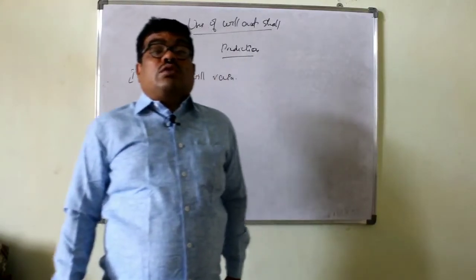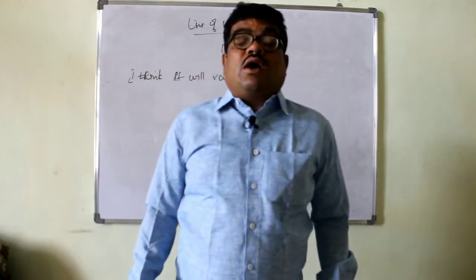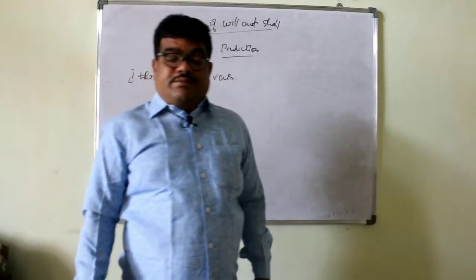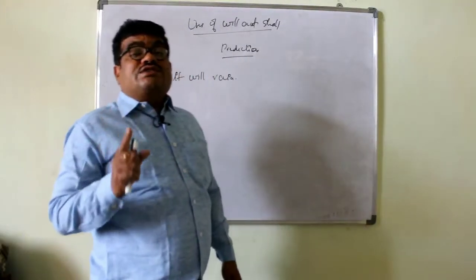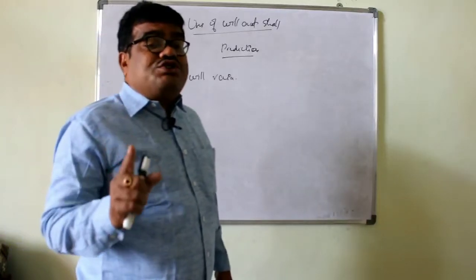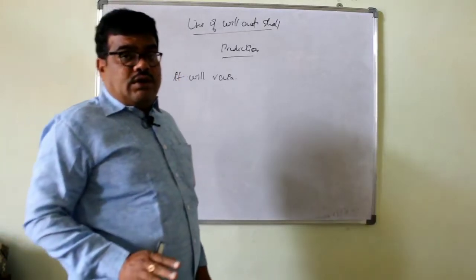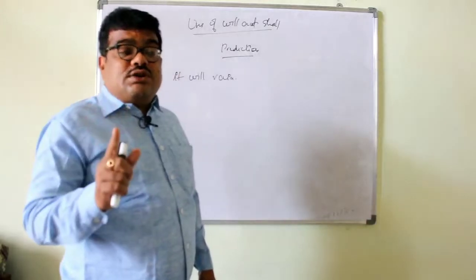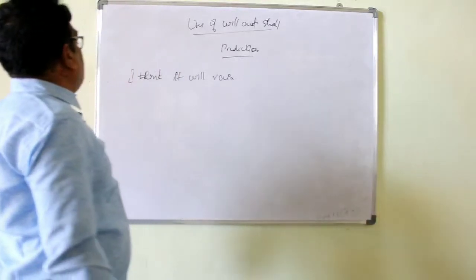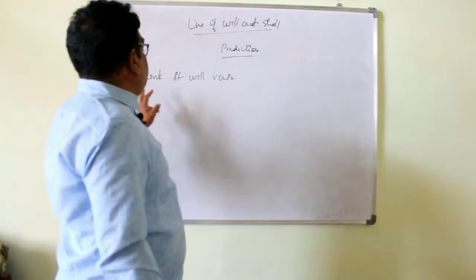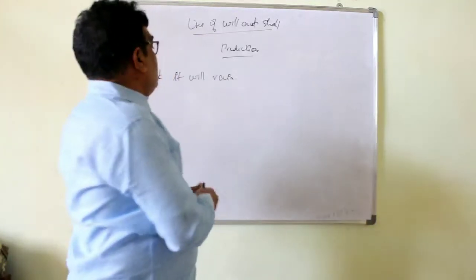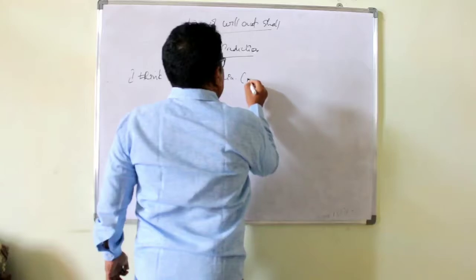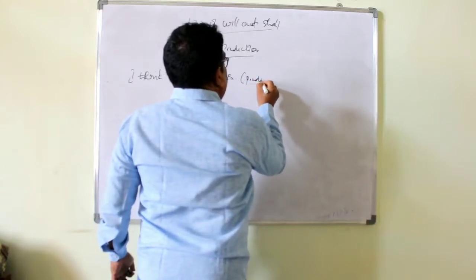So I told you that in this topic we will talk about the uses of will and shall. When is will used? First, will is used to talk about prediction about the future. So you see here, I think it will rain. It's a prediction talking about the future.